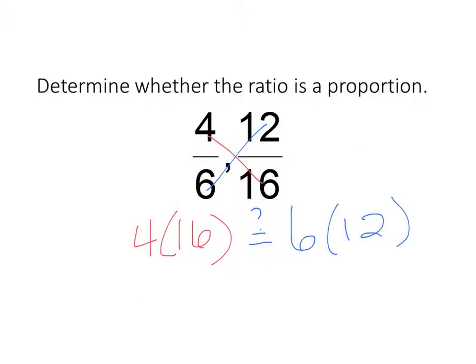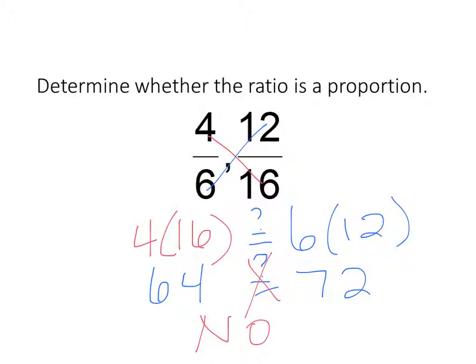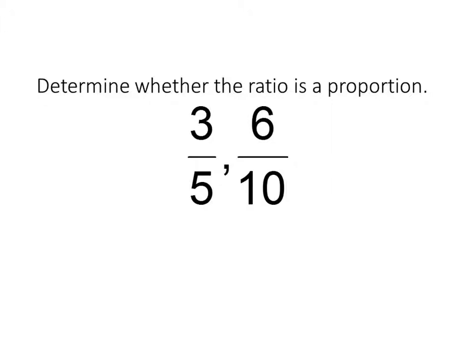4 times 16 is 64. 6 times 12 is 72. Are those equal? Well, 64 definitely does not equal 72. So no, those aren't a proportion. Okay. Let's look at the next one.